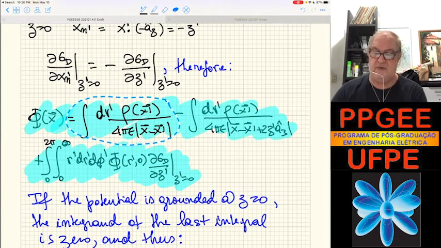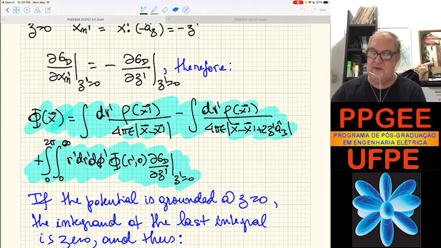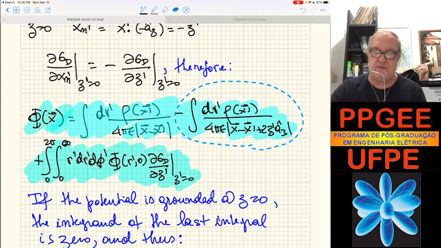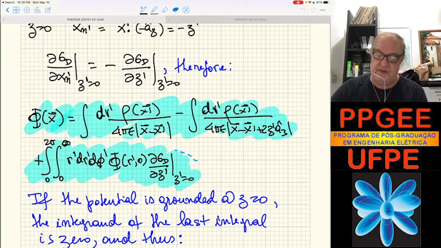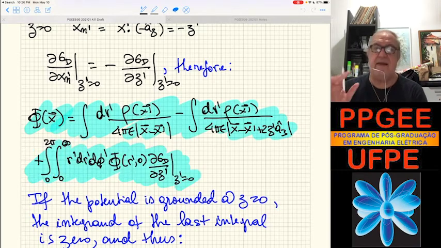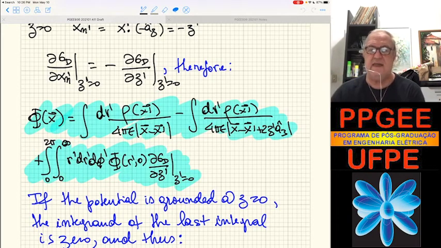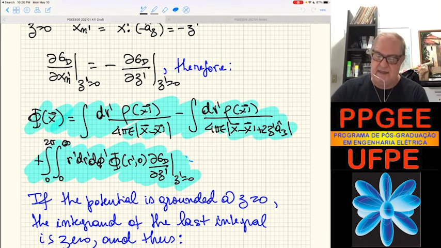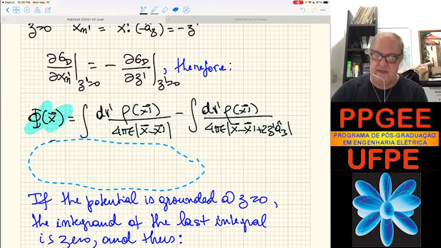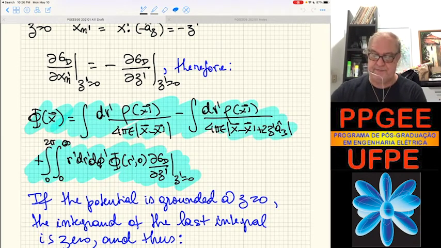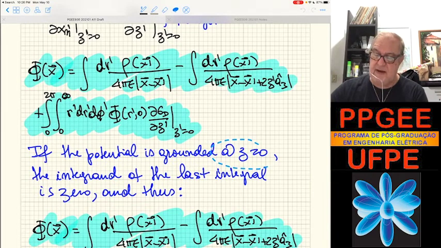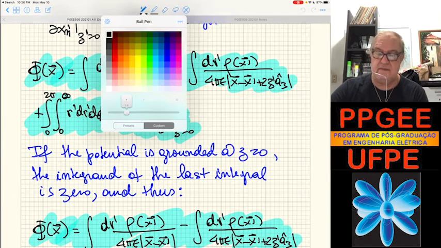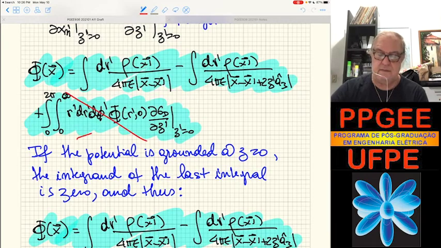We have the contribution of one term of the Green's function, and the other term is like the potential of the image distribution. There's some additional information here, which depends on how the potential behaves on the surface. That's the surface integral term. Well, if the potential is grounded at z equals 0, this is going to be 0. So this term here goes away.